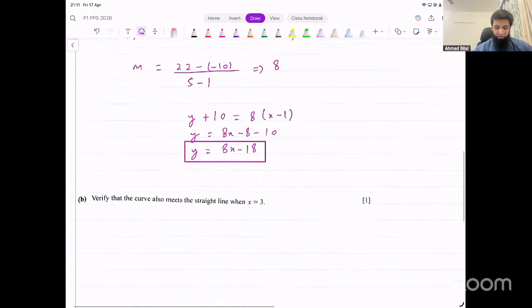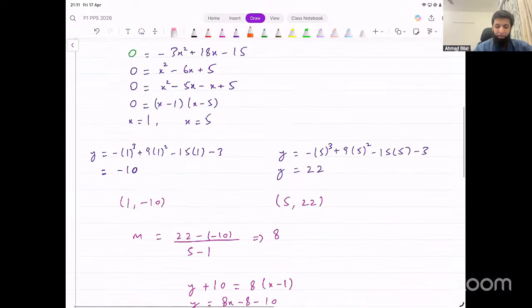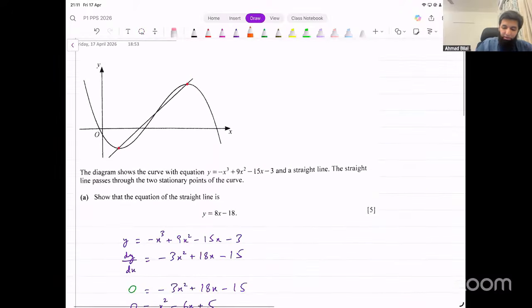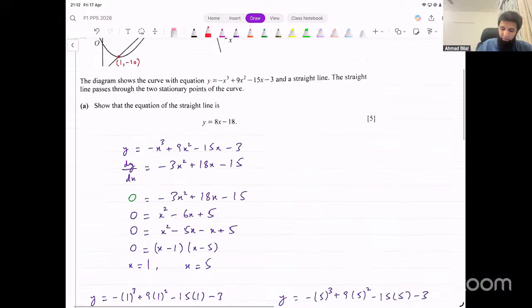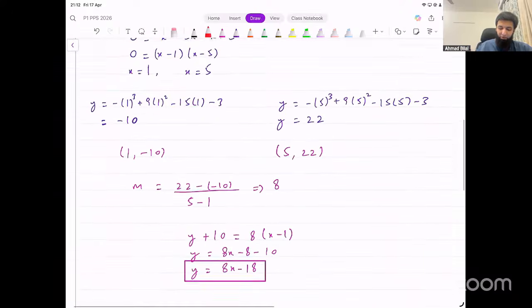The next part is verify that the curve also meets that straight line when x is equal to 3. Now look at the graph. We found that this point is (1, negative 10), and the other point is (5, 22). The line is also meeting the curve at this particular point. We need to verify that that point is when x is equal to 3.